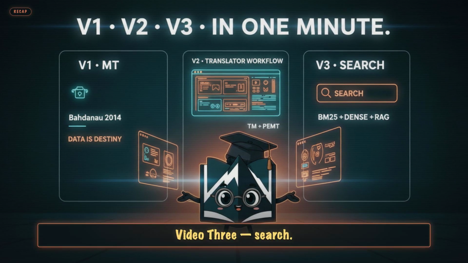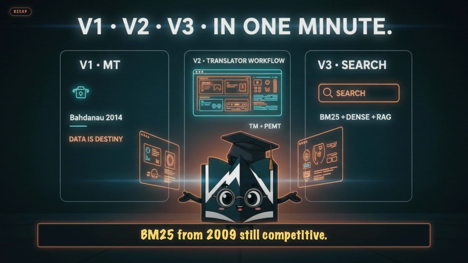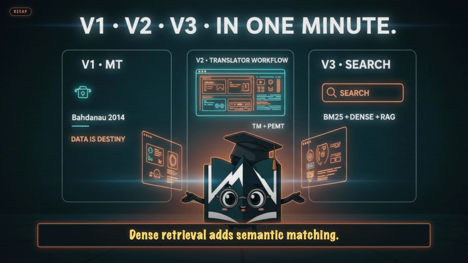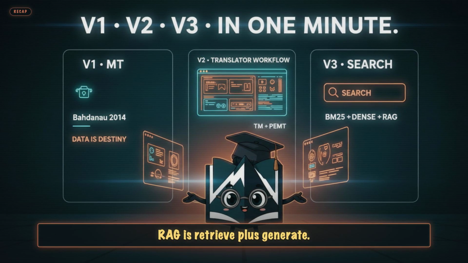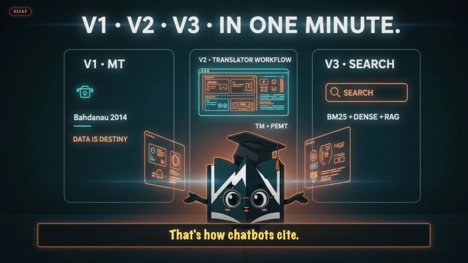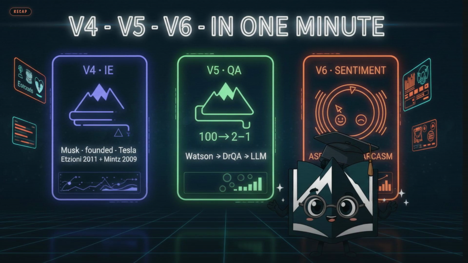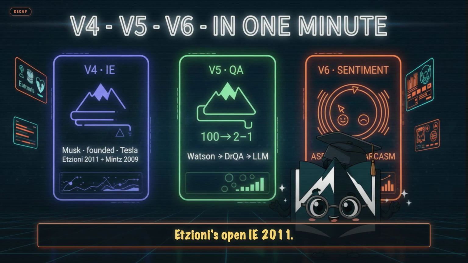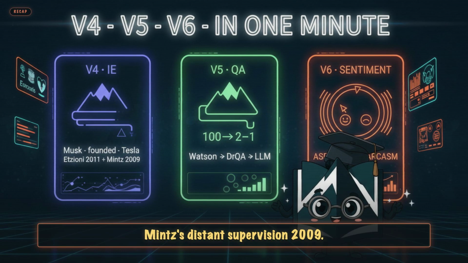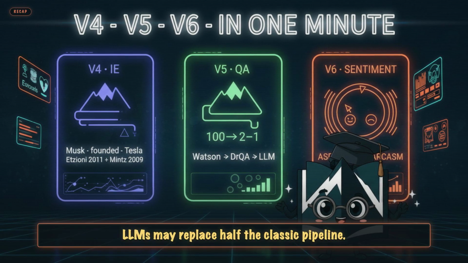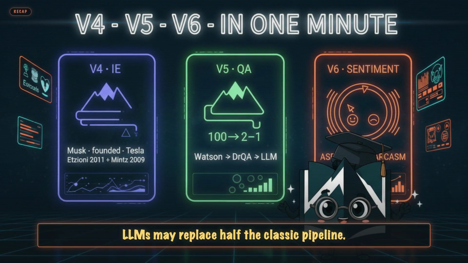Video 3. Search. BM25 from 2009 still competitive. Dense retrieval adds semantic matching. RAG is retrieve plus generate. That's how chatbots cite. Video 4. Information extraction. Etzioni's OpenIE 2011. Mintz's Distant Supervision 2009. How every knowledge graph gets built. LLMs may replace half the classic pipeline.